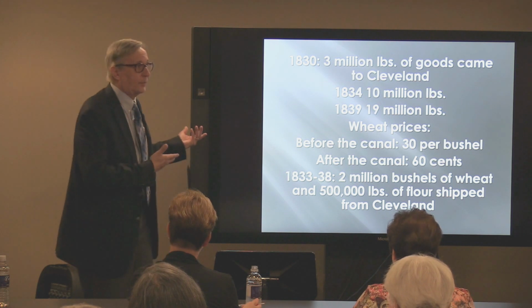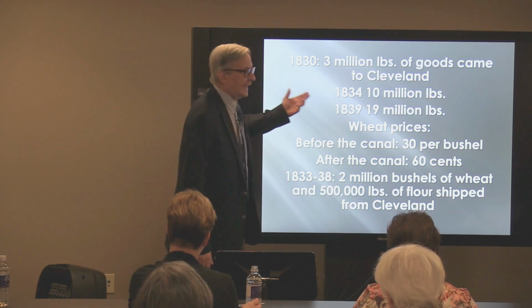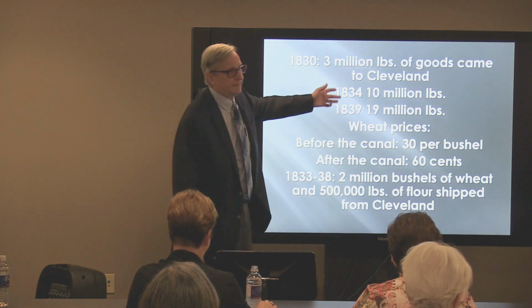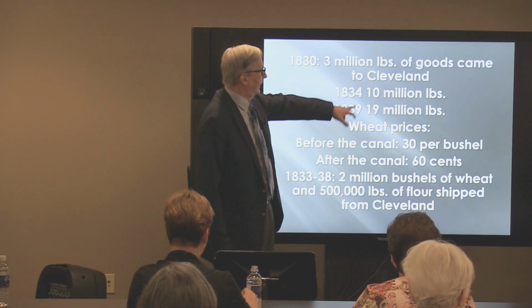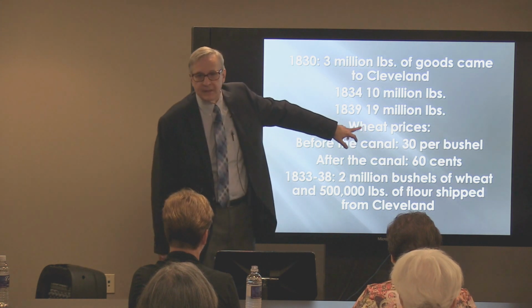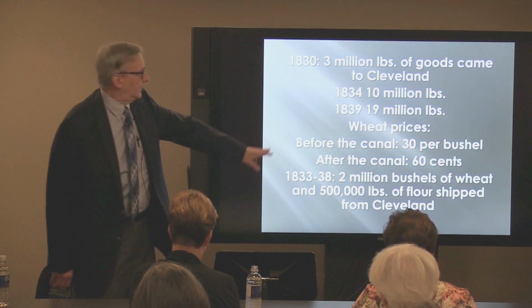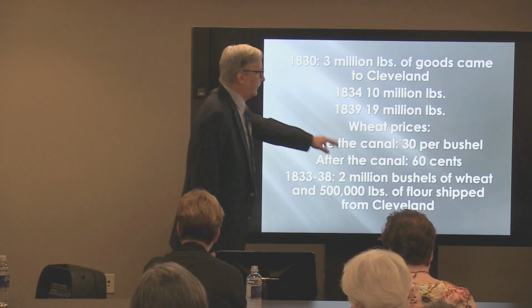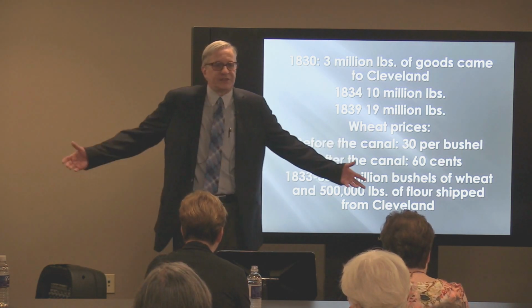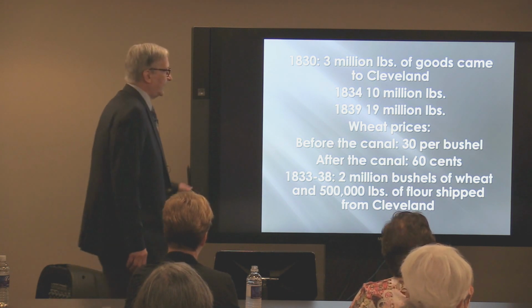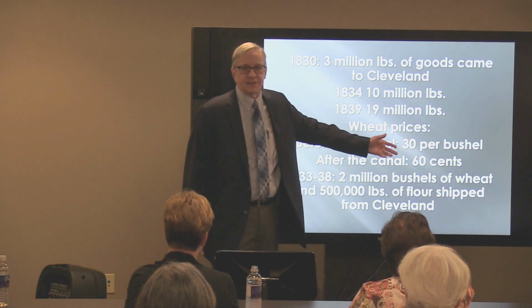So the canal is going to open up Cleveland. Because of this canal, in 1834, 10 million pounds of goods came to Cleveland. In 1839, it went up 9 million in a matter of almost a decade. And that's all because of the canal. Wheat prices before the canal were 30 cents a bushel because you couldn't sell it to anybody. You had to give it away. Nobody wanted it. After the canal, it doubled to 60 cents a bushel.